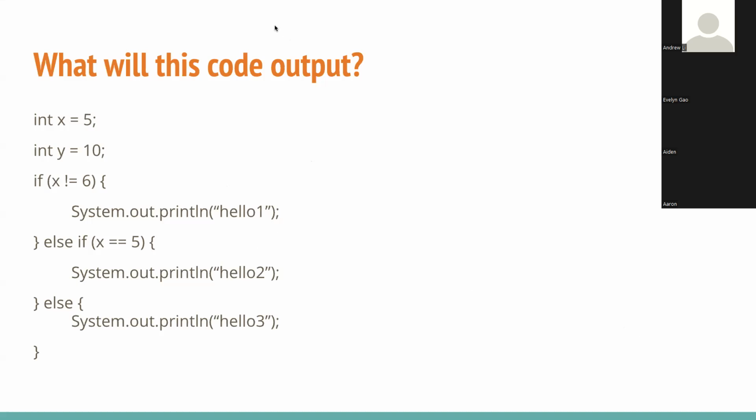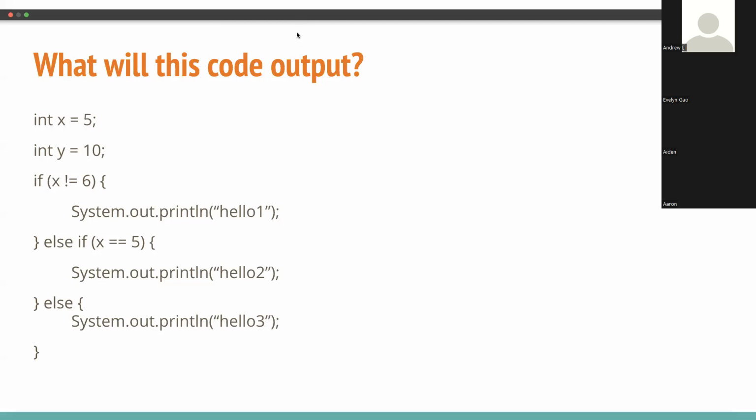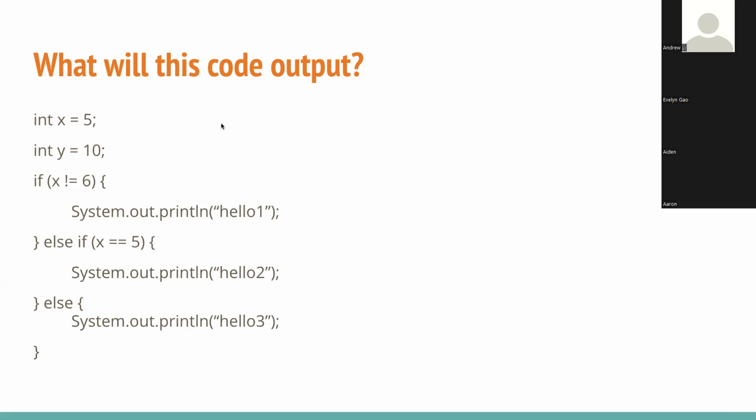We have the same variables again. X is equal to 5, y is equal to 10. But this time in our first if statement, we check if x is not equal to 6, which is true, 5 is not equal to 6. So we print out hello 1. But you see in the next else if, it checks if x is equal to 5, and that's also true. 5 is equal to 5, so you'd expect hello 2 to be printed.